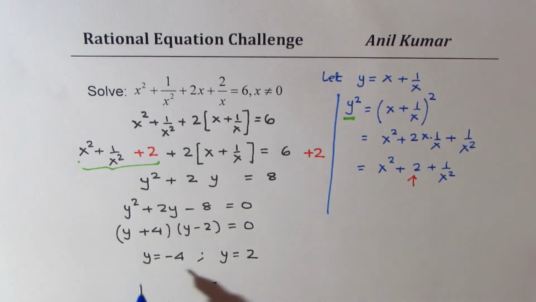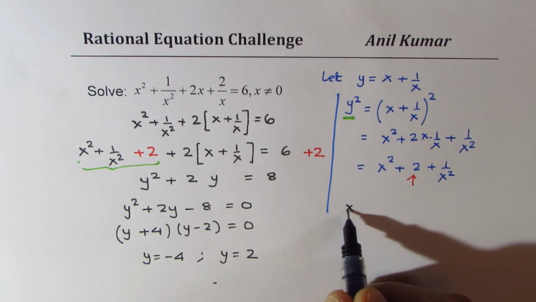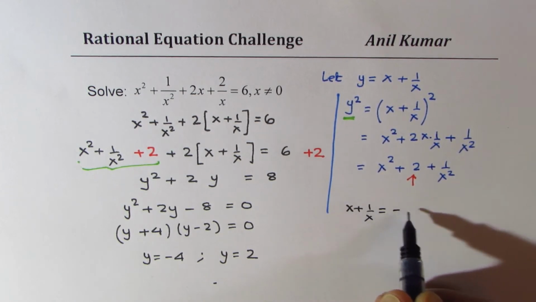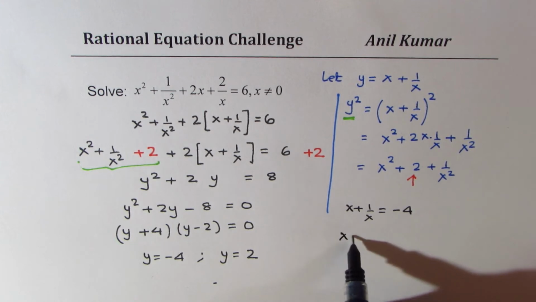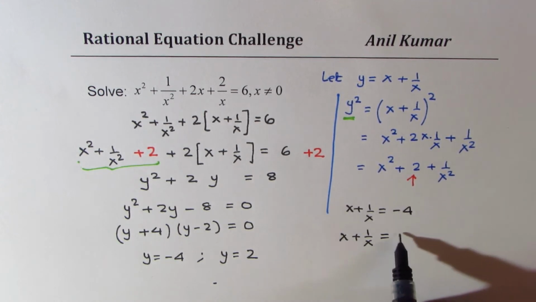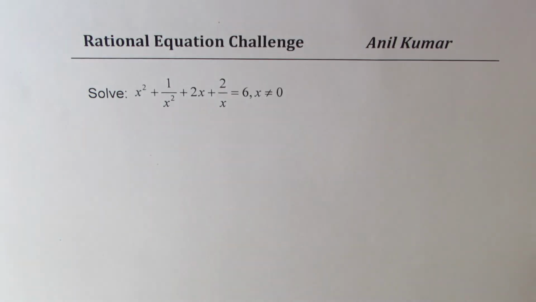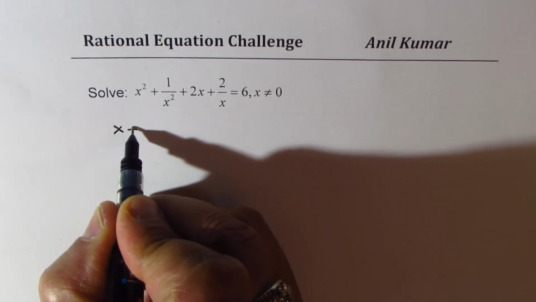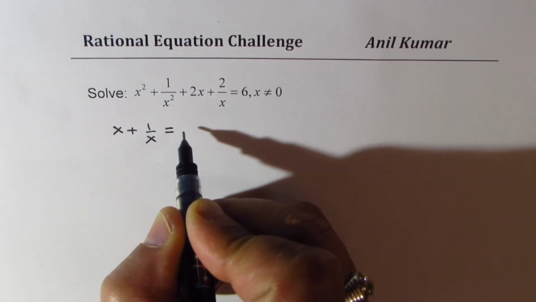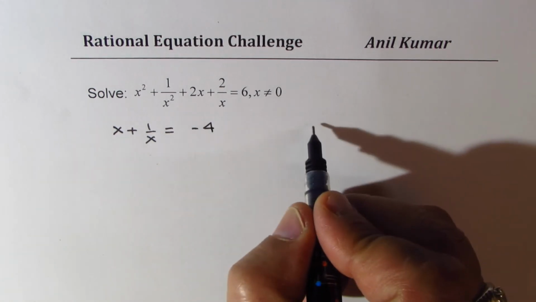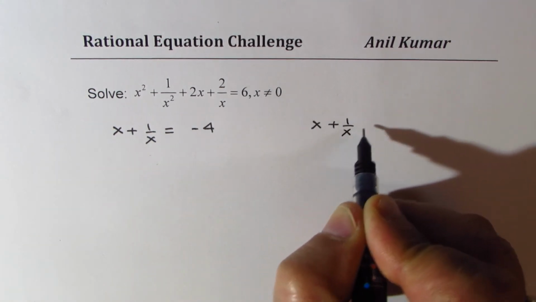So that is to say, writing back in terms of x plus 1 over x, we have now 2 different equations to solve. One is x plus 1 over x equals minus 4, and the other one is x plus 1 over x equals 2. Solving these, we get the value of x, correct? So let's move on, take it on the next page and solve it further. We will now solve these 2 equations, one being x plus 1 over x equals minus 4, and the other one being x plus 1 over x equals 2.